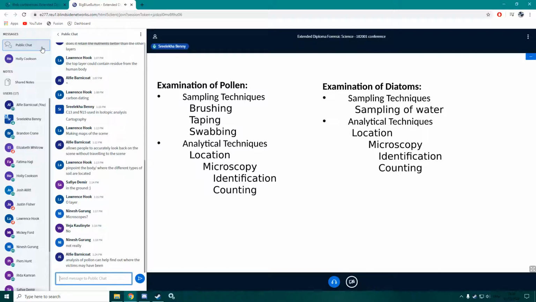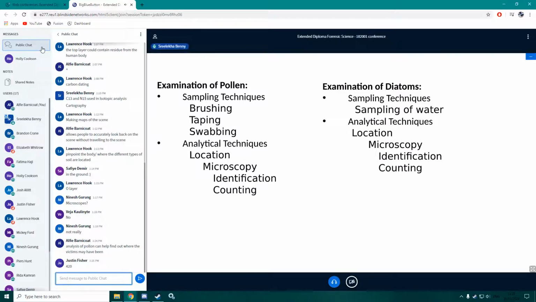Again, the sampling locations are already explained, like the soil. It should be indoors and outdoors. Indoors should be inside the vehicle or inside the rooms, and the floor, like carpets, like that.